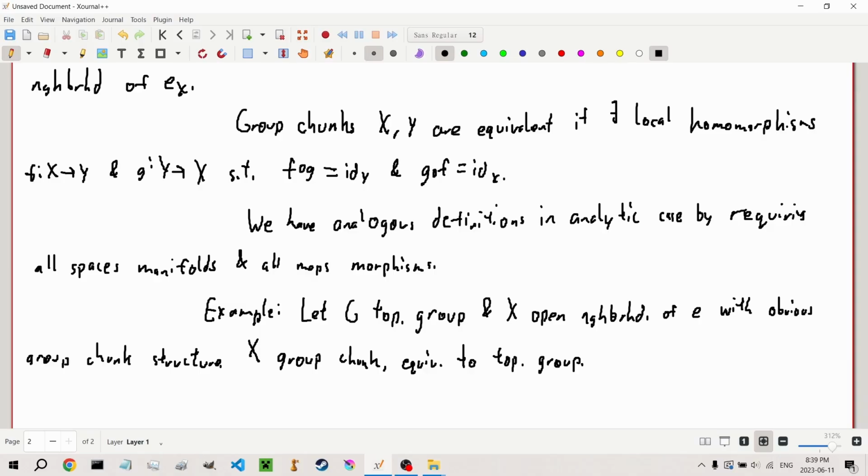And so we can look at how to expand this kind of idea here. So we get the question, is every group chunk equivalent to a topological group?